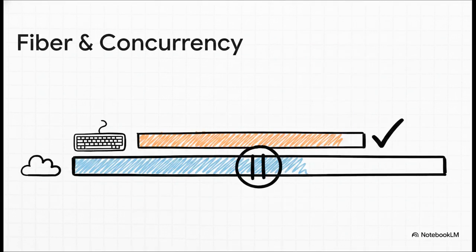And this is where that fiber architecture truly shines. Because it can pause and resume rendering, React can prioritize what's most important to the user right now. An urgent update, like you typing in a search box, can literally interrupt a less urgent one, like data loading in the background. And that makes the app feel incredibly responsive.